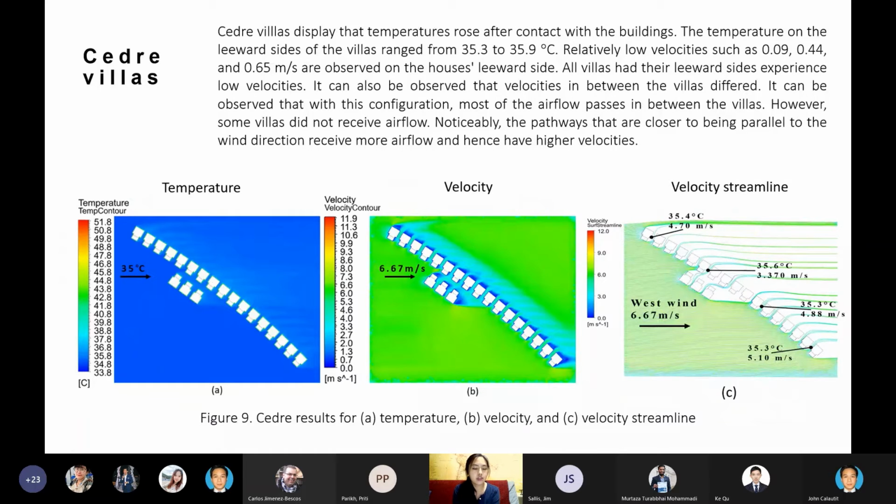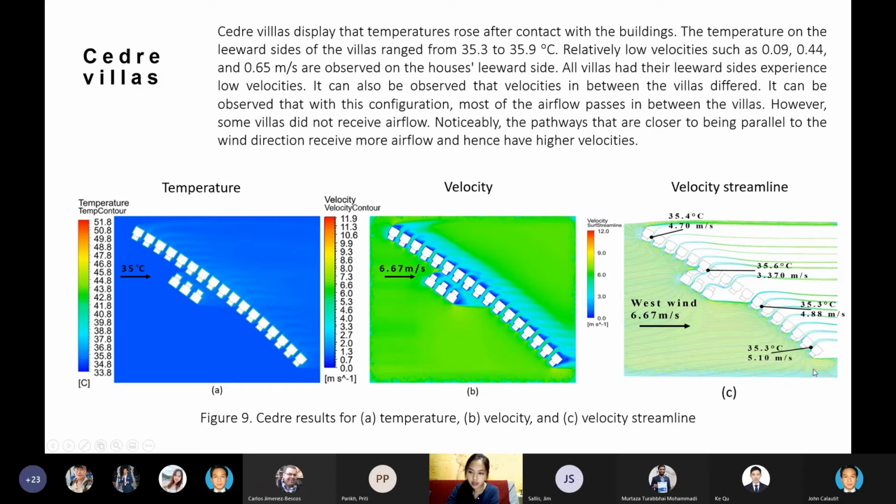The next configuration we have is the Cedar Villas, which is the third configuration. We can observe here that as wind hits these villas, temperatures rise after contact. Most airflow, as you can see in the velocity streamline image, passes in between the villas, while some areas do not receive airflow.